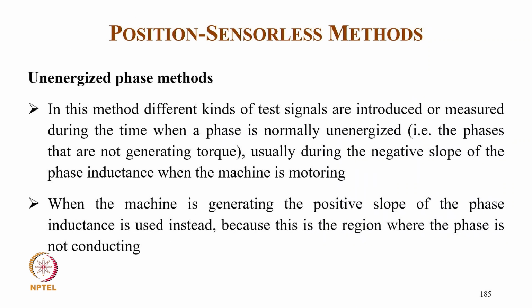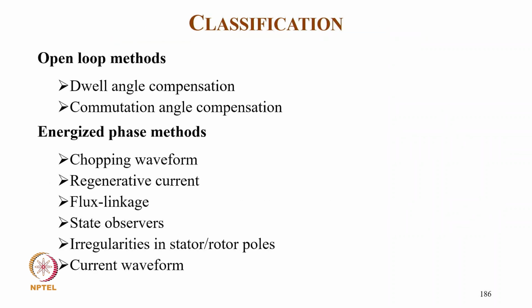Coming to unenergized phase methods, in this method different kinds of test signals are introduced or measured during the time when the phase is normally unenergized, that is, the phases that are not generating torque, usually during the negative slope of the phase inductance when the machine is motoring. When the machine is generating, the positive slope of the inductance is used instead, because there is a region where the phase is not conducting.